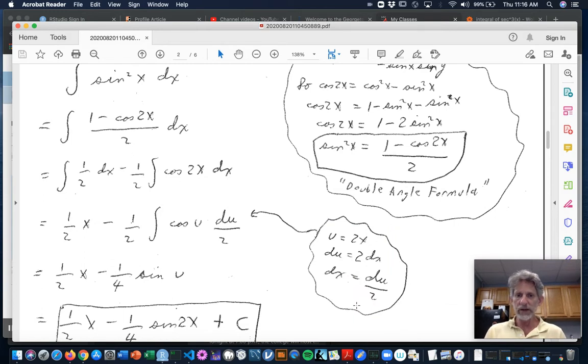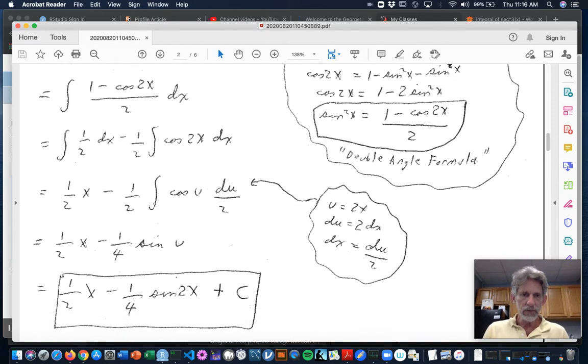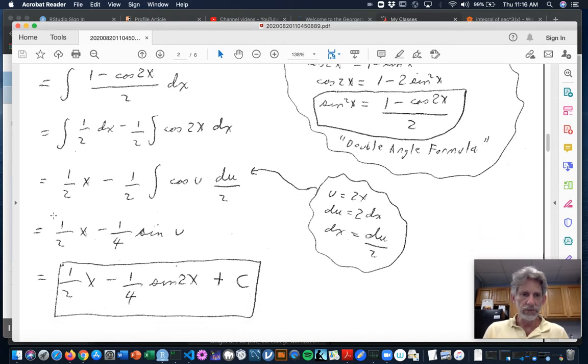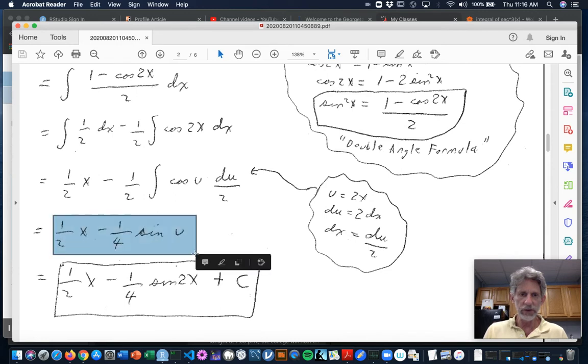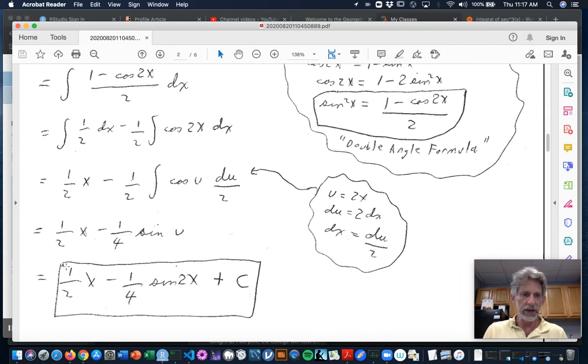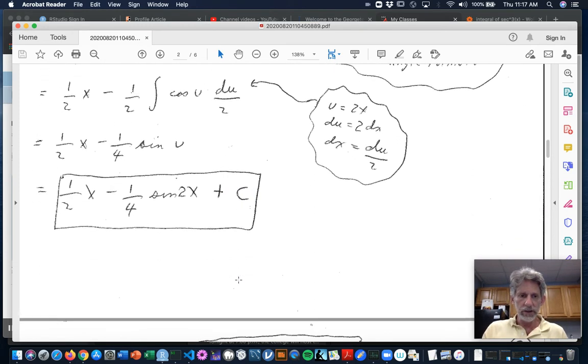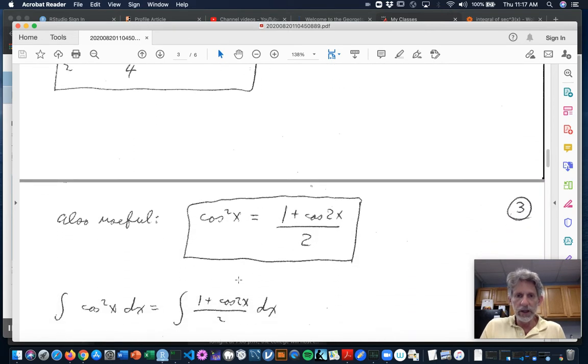Let u be 2x, and you'll eventually find that dx is du over 2. And when you work that through and take the antiderivative of cosine u, you've got sine of u for that. Replace u is 2x. Add on a plus c to get the full family of antiderivatives. And there we go. So great. That's how you could handle sine squared.